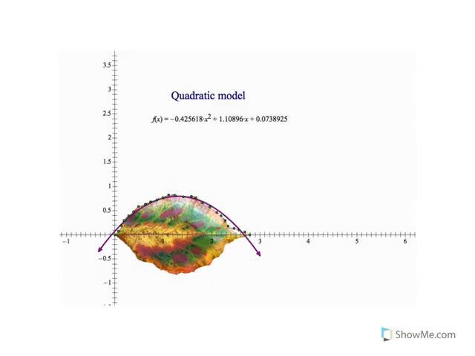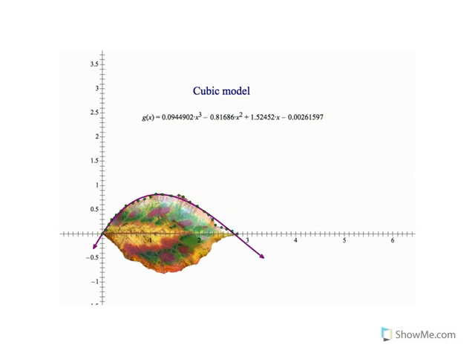So for example, here's a quadratic model, so a second-degree polynomial equation, which is then placed in Sketchpad and plotted against the shape of the leaf. Or here's another possibility, a cubic model, where we have a third-degree polynomial equation, again plotted against the shape of a leaf.